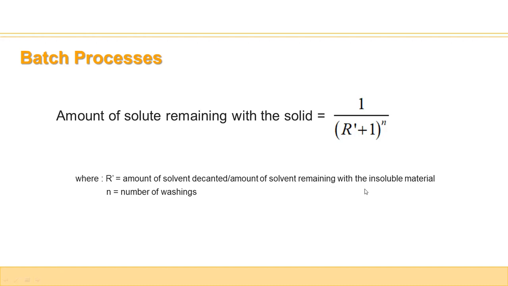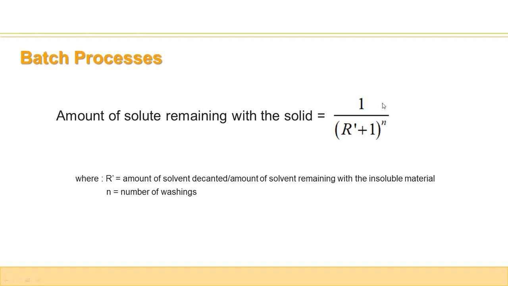When we decant our washings, that way we can do subsequent washings to our solid that is being processed in leaching. We don't 100% remove the wash solvent. There are still wash solvents that remain in our solid. So this particular amount of solvent remaining is our denominator here for our R'. So the amount that was decanted is subtracted from the original amount, because as I have mentioned, it's pre-measured, then that's the amount remaining on your insoluble material. And the quotient of these two is your R', and it's being placed here.